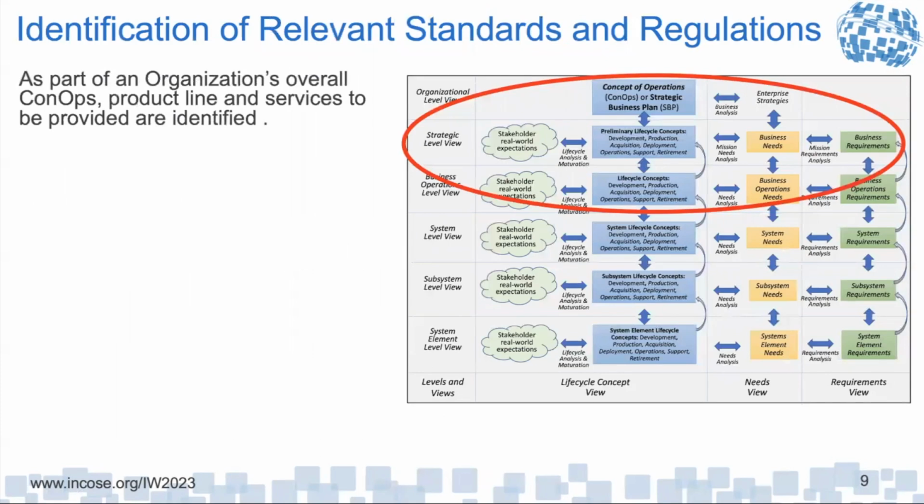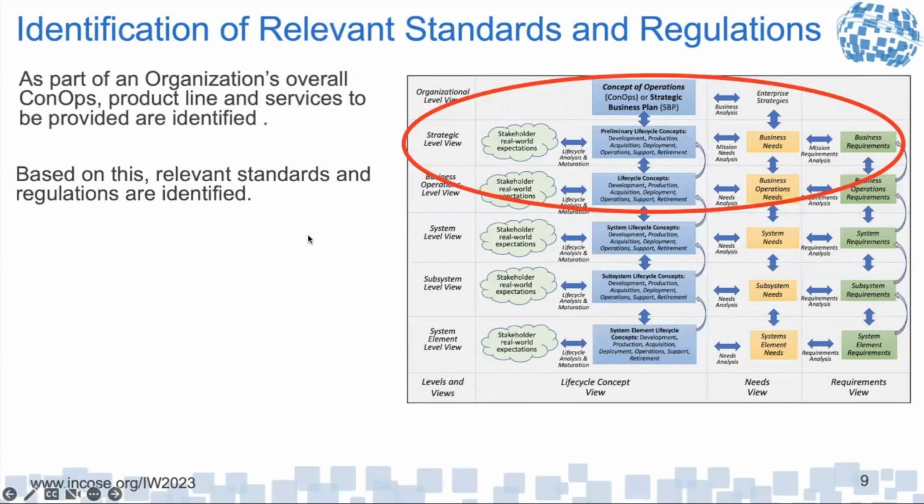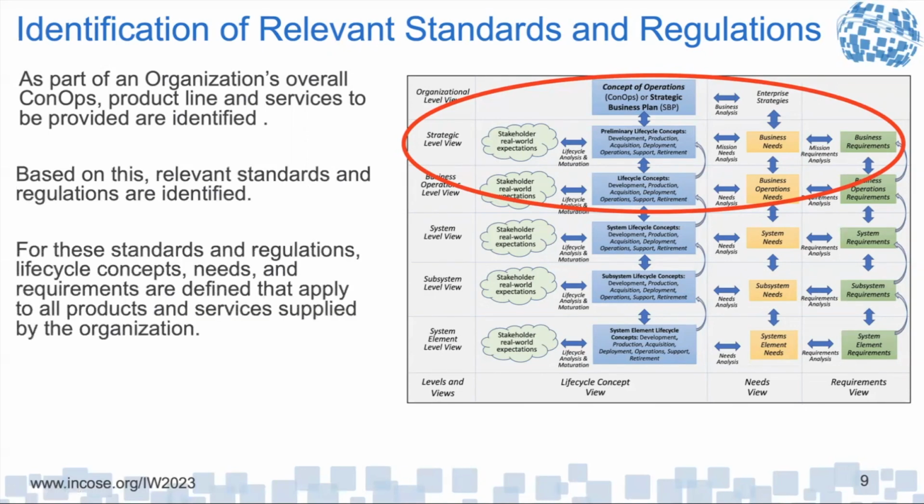And so, at different levels within an organization, at the organizational level, the overall ConOps is defined. They identify the product line and services to be provided. And based on this, the business is going to define what the relevant standards and regulations are. And then for these standards, concepts, needs, and requirements are going to be defined. This should all be done at the business level.